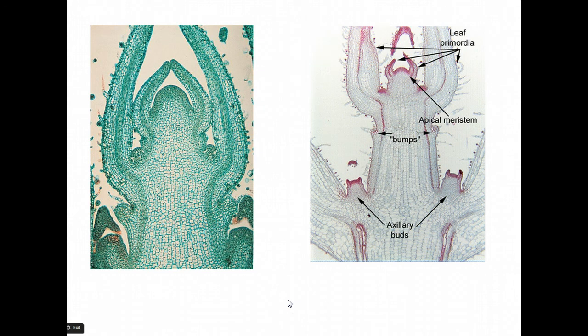And we'll start right here. If you take a shoot tip from a plant, and that shoot tip of a plant is surrounded by whorl after whorl of primordial leaves, and you section it, this is what you see. These are two different root tips, obviously. And what you're looking at here is very young leaves. This is a leaf, this is a leaf.